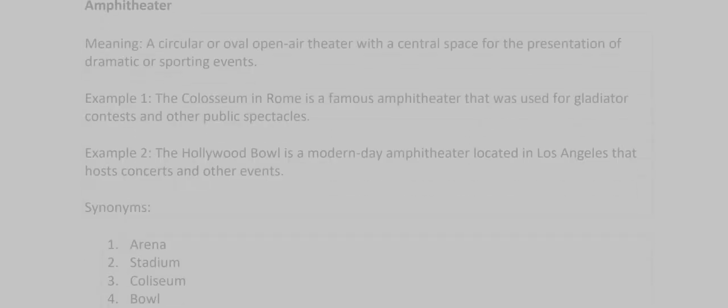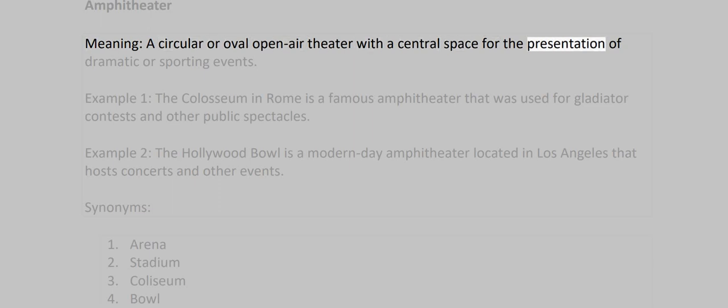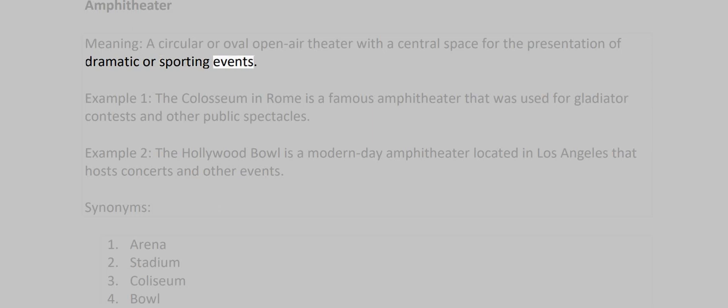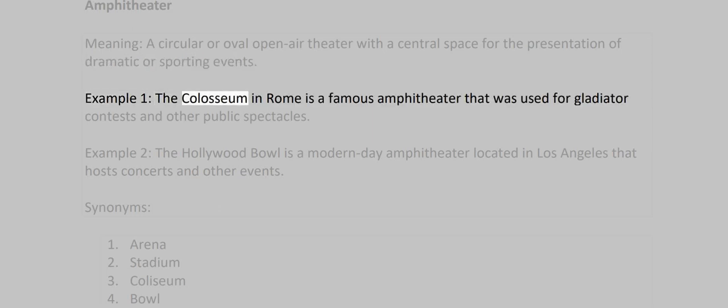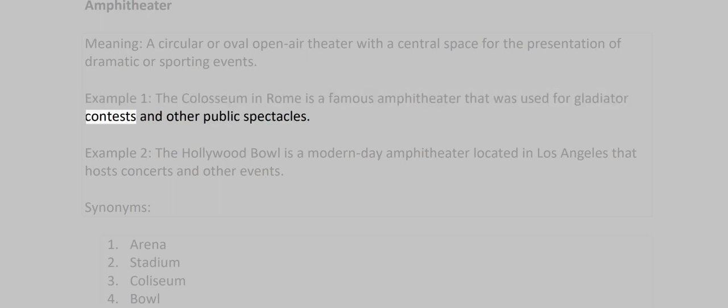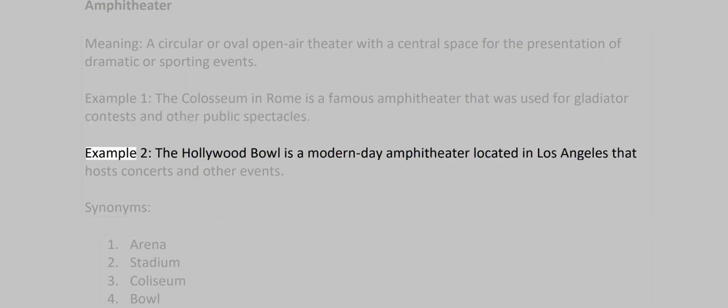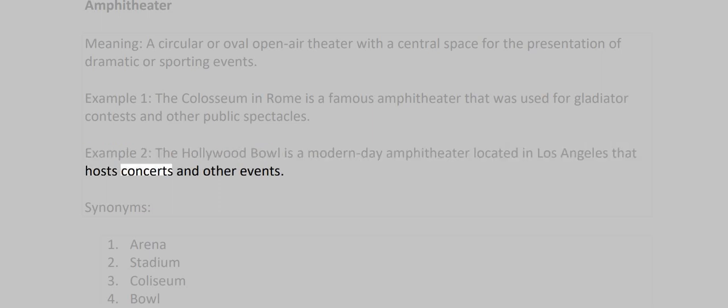Amphitheater. Meaning, a circular or oval open-air theater with a central space for the presentation of dramatic or sporting events. Example 1. The Colosseum in Rome is a famous amphitheater that was used for gladiator contests and other public spectacles. Example 2. The Hollywood Bowl is a modern-day amphitheater located in Los Angeles that hosts concerts and other events.